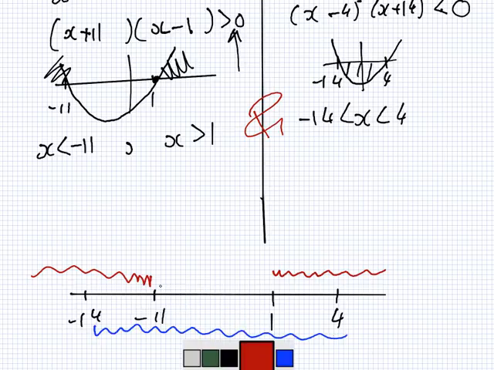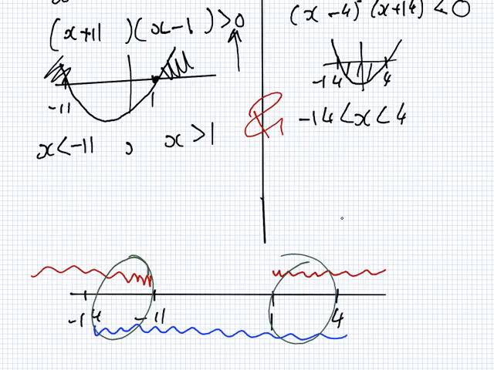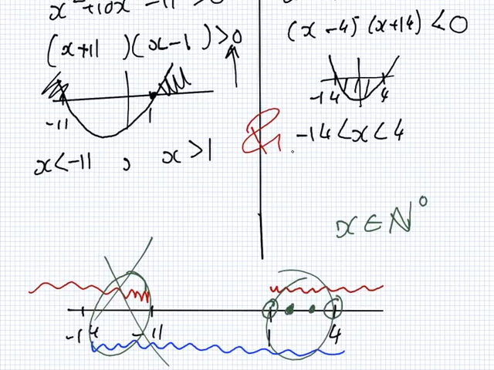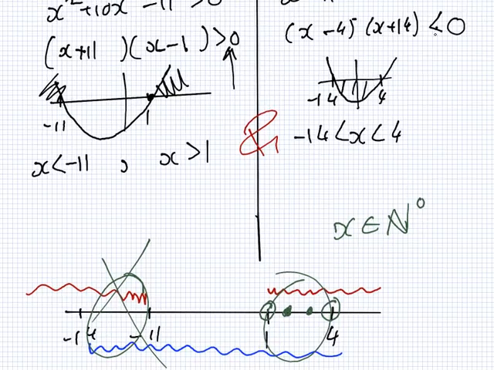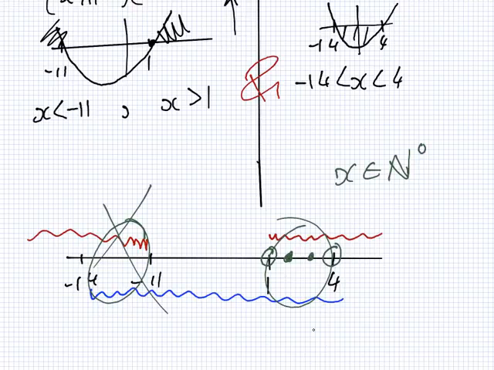So you realize the answer is only here and here. However, I also tell you x is a natural number, so we immediately can't use the negative. So we can have possibly 1, 2, 3, and 4, but then you also realize we can't use 1 and 4. Why not? Because it's less than and not less than or equal to. So the answer is just going to be 2 and 3 for the x.